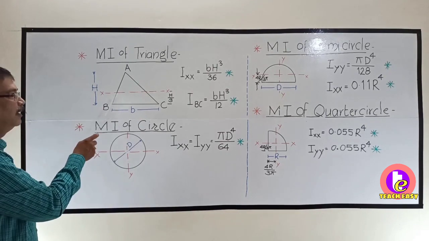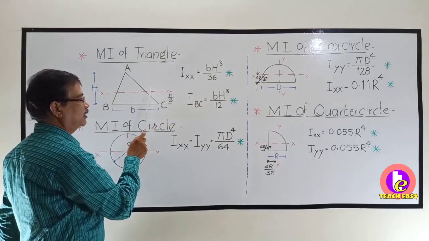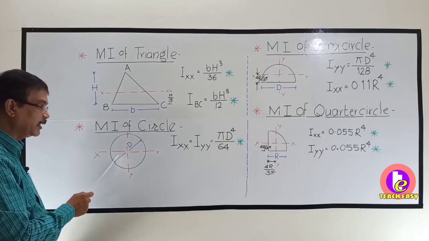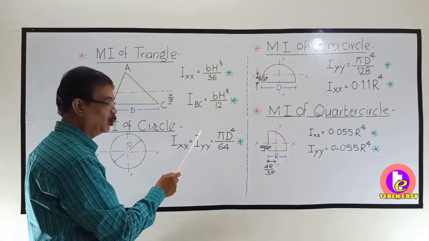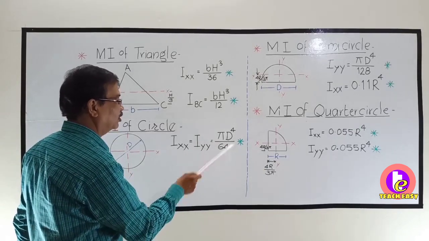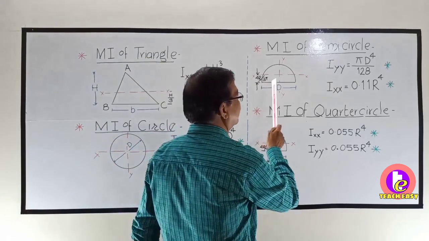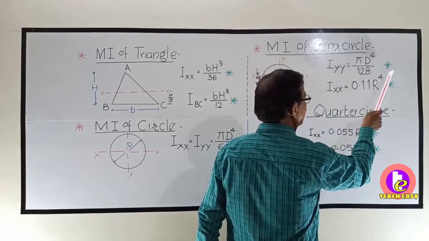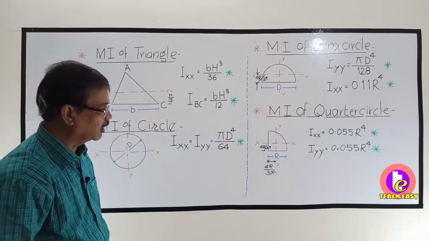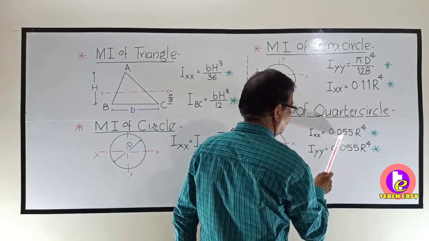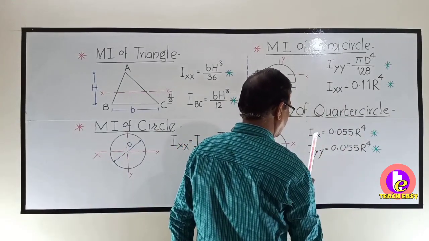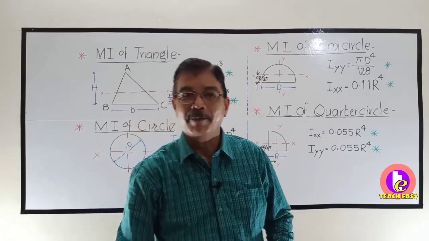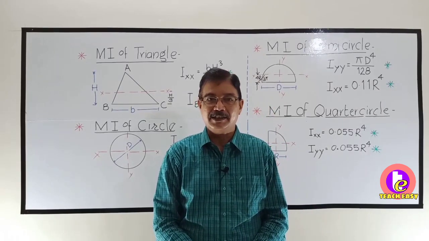Here for the triangle, it is BH cube by 3 about the x axis, and about the base BH cube by 12. The AMI of the circle of diameter d, Ixx and Iyy are the same about any diameter, it is pi d raised to 4 upon 64. For the semicircle, pi d raised to 4 upon 128, Ix 0.11 r raised to 4, and for the quarter circle, half of this, that is 0.055 r raised to 4 will be Ix and Iyy. So these are all the formulae for the standard figures.